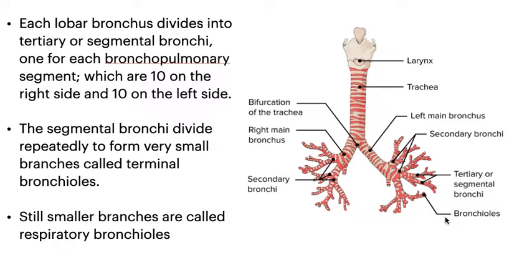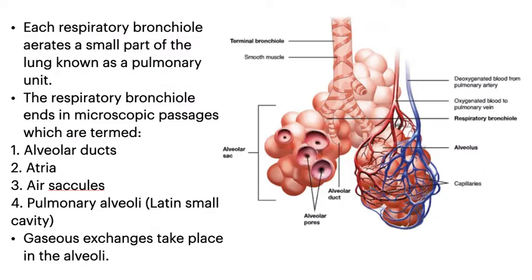Still smaller branches are called the respiratory bronchioles. Each respiratory bronchiole aerates a small part of the lung known as a pulmonary unit. The respiratory bronchiole ends in microscopic passages termed the alveolar ducts, the atria, air saccules, and finally the pulmonary alveoli. Gaseous exchange takes place in the alveoli.